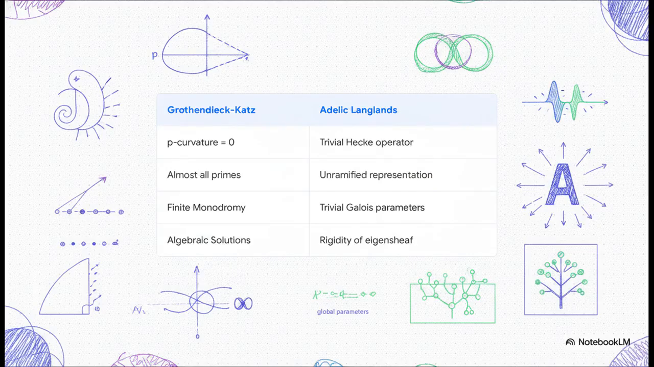Notice the exact translations taking place in this breakdown. The classical vanishing of p-curvature literally becomes the trivialization of the local Hecke operator across the Adeles. And that requirement, the one that says this holds for almost all primes, that simply means the automorphic representation is unramified almost everywhere. The classical finiteness of global monodromy is actually achieved through the trivialization of global Galois parameters. It's a perfect mathematical translation.